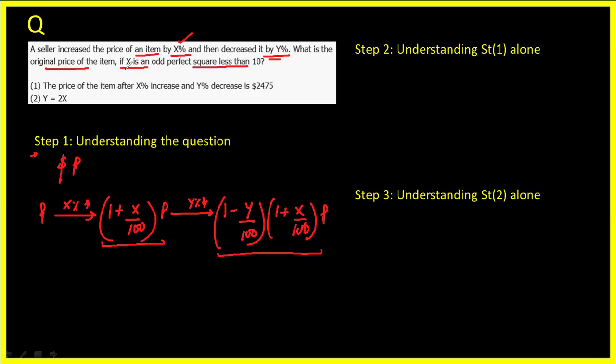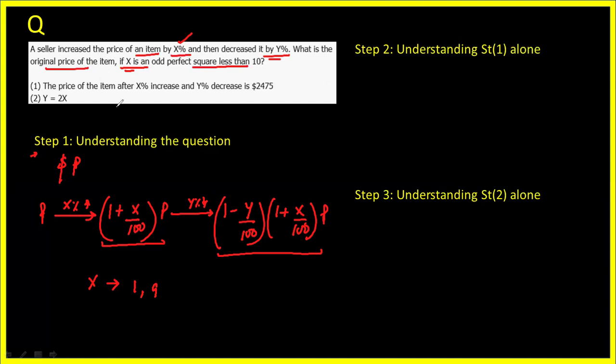And also, if we understand the question, it says X is an odd perfect square. That means what are the possible values for X? That has to be odd, and it has to be a perfect square. So how many perfect squares which are odd are less than 10? That is 1, right? 1 is a perfect square of 1 itself. 1 squared is 1. And the other value has to be 9, which is an odd number and a perfect square of 3. 3 squared is 9. So X could be 1, it could be 9. So there are two possible values for X given in the question if we understand it carefully.